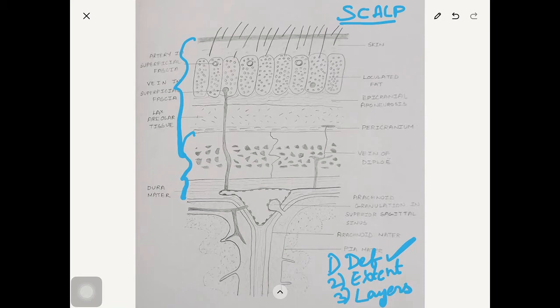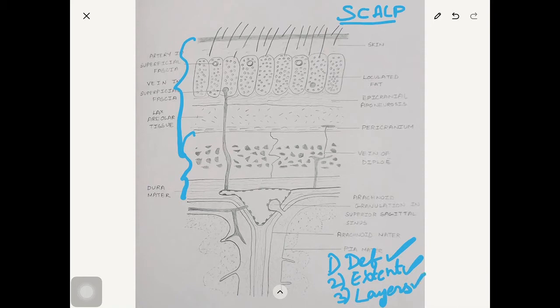If you see the extent, it extends in front to the supraorbital margin and behind to the superior nuchal line and external occipital protuberance, and on each side to the temporal fascia, to the zygomatic arch, overlapping the temporal fascia. So this forehead is common to the scalp and face anatomically. Now we will see the layers of the scalp.